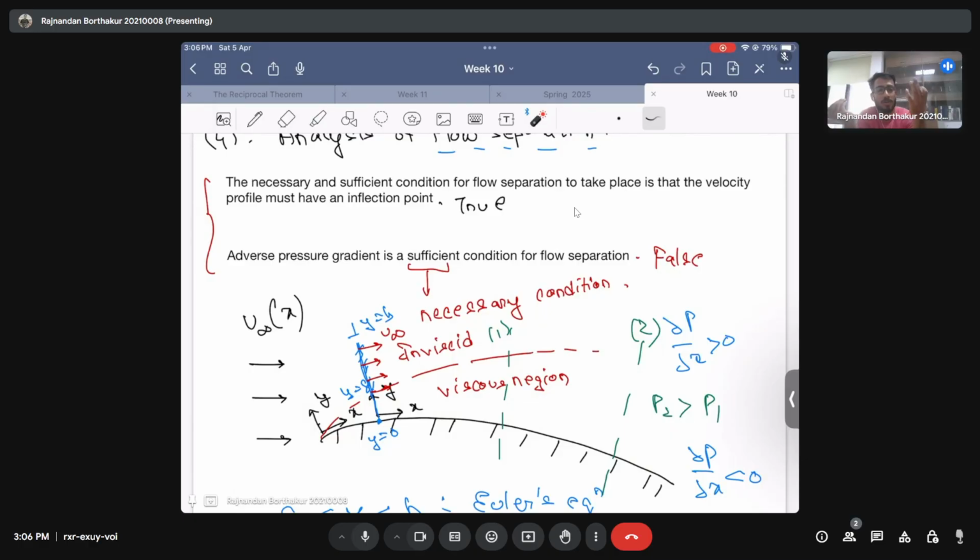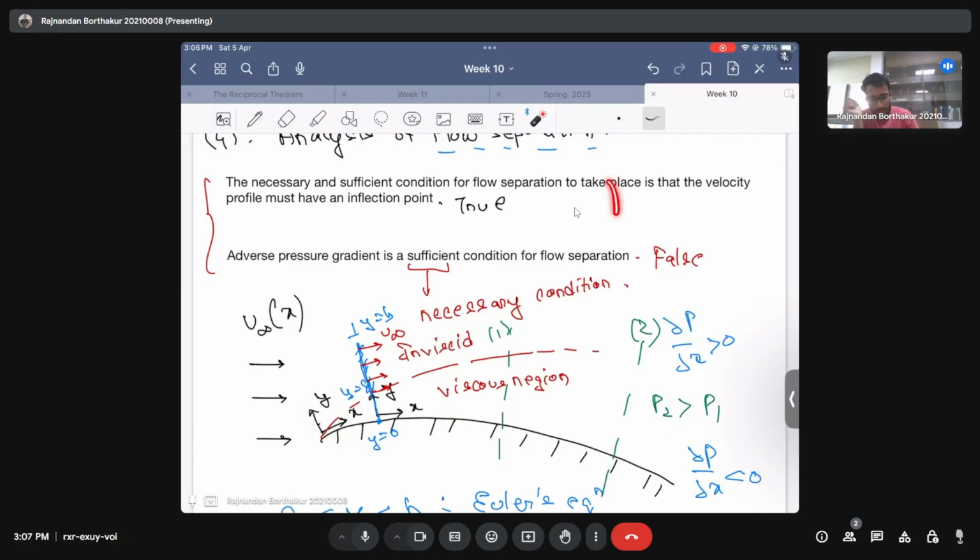We call the scenario where dp/dx is greater than 0 an adverse pressure gradient, meaning that your pressure is basically trying to tire out the flow, and this was a necessary condition for something known as flow separation. So we looked into the condition for flow separation in depth, and we also argued that the sufficient condition for flow separation to take place is that the velocity profile must have an inflection point.